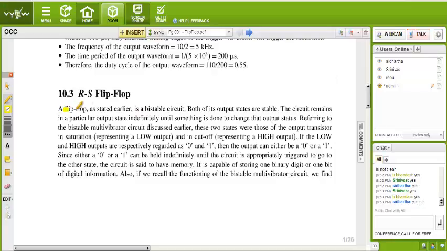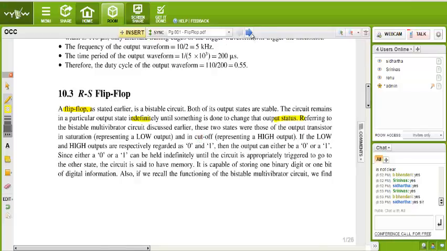A flip-flop, as stated earlier, is a bistable circuit. That means both of its output states are stable. It has two outputs, and the two outputs are stable. The circuit remains in a particular output state indefinitely until something is done to change the output status. That means if you do not want to change the output of this circuit, it cannot change. It can store this data for indefinite time. That is why it is used as a basic element of a memory device.